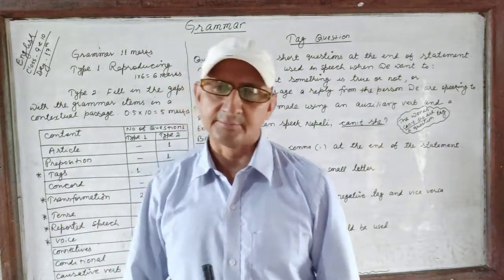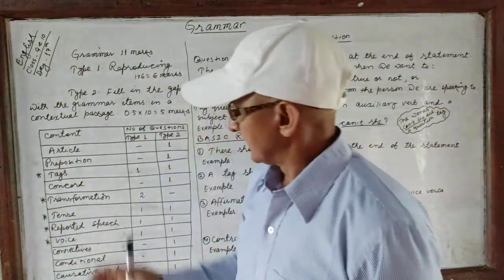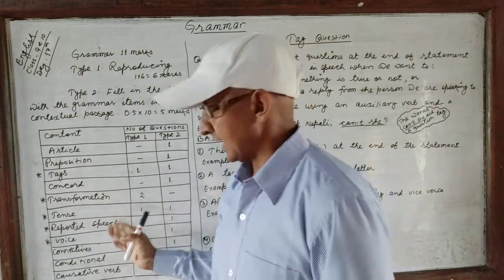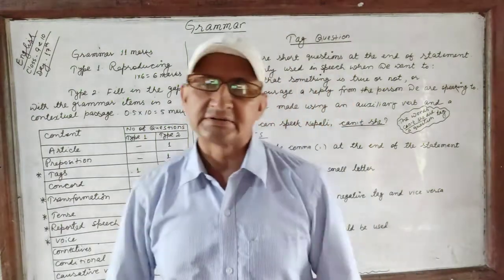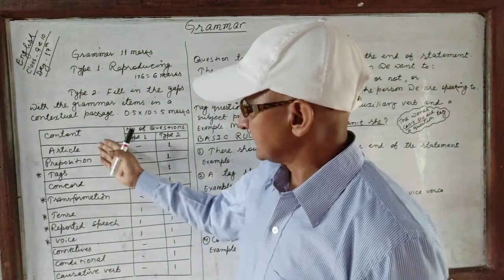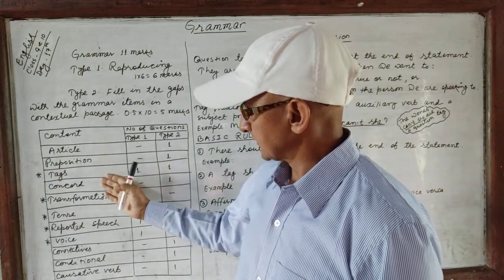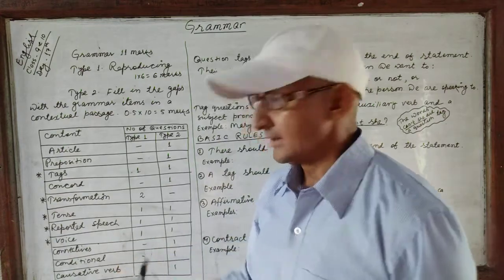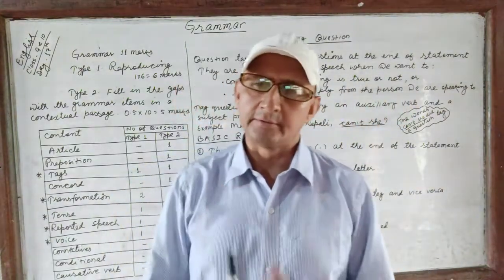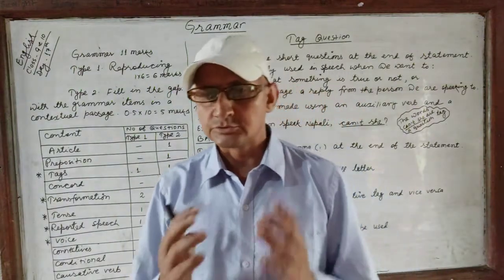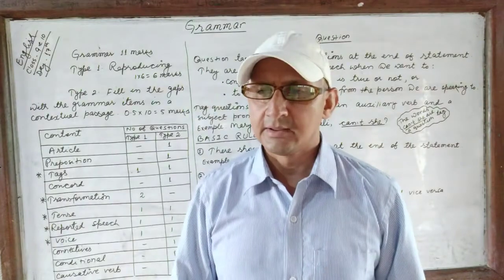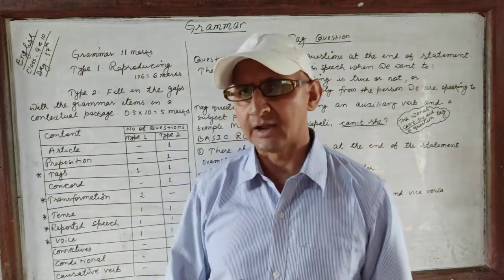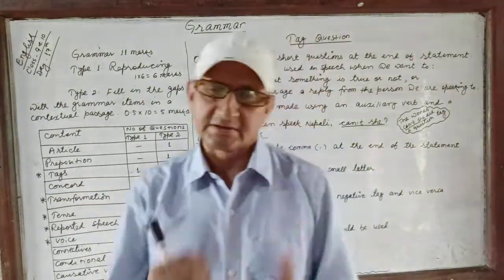Among these grammatical items, tag, transformation, tense, reported speech and voice fall under type 1. And article, preposition, concur, connectives, conditional and causative verbs fall under type 2. Today we are going to start type 1 grammar. Under type 1 grammar, we are going to start with tag.